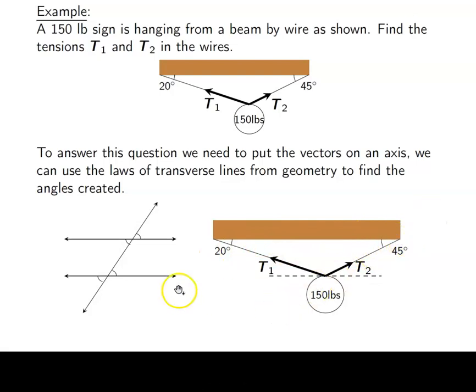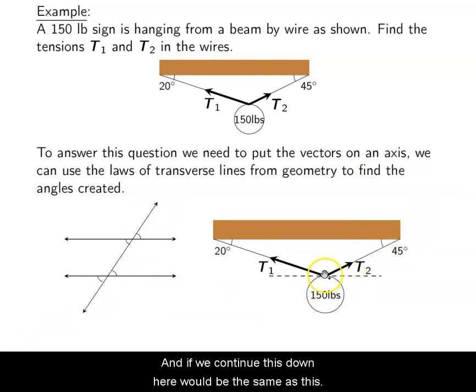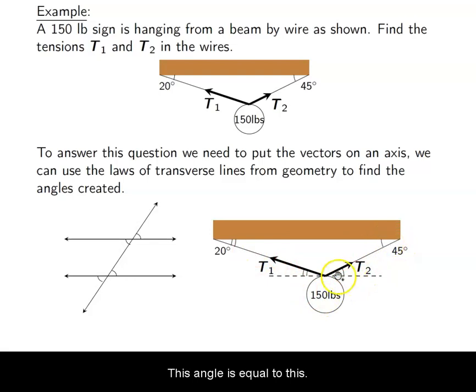This line here is this same intersecting line, okay, which means that this angle, and if we continue this down here, would be the same as this angle. Okay, so this angle is equal to this one, right? So again, if this is my drawing, I have this line and this line with this one. So these two angles are the same, right? We have one side and this side, right? That's this one and this one.